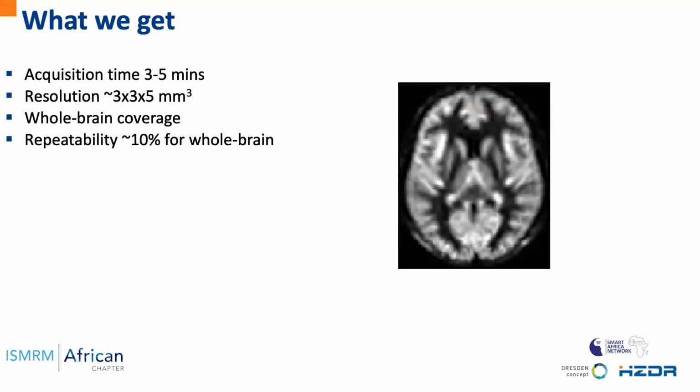2 millimeters. Even at 3 Tesla, it's easy to obtain whole brain coverage, and when we look at the repeatability across sessions, then we are at roughly 10%. If we look at the whole brain values, it will obviously be slightly worse when looking at the voxel-wise values.